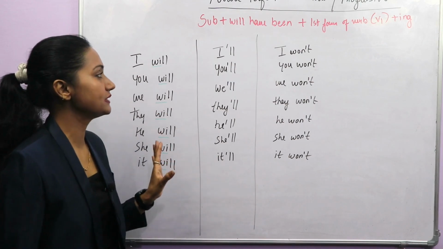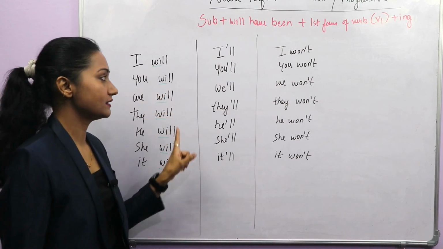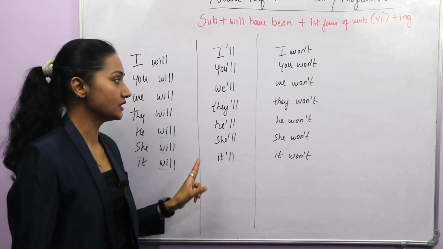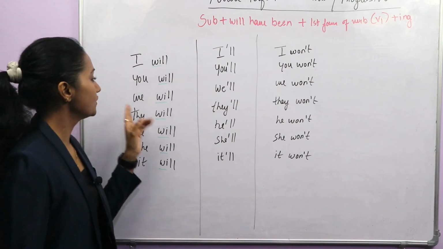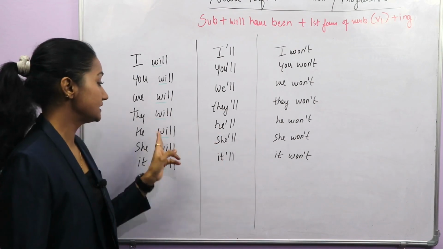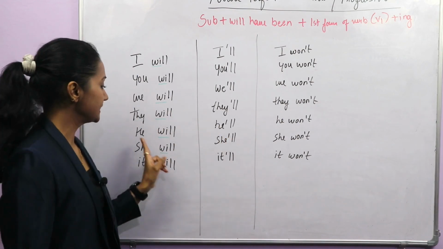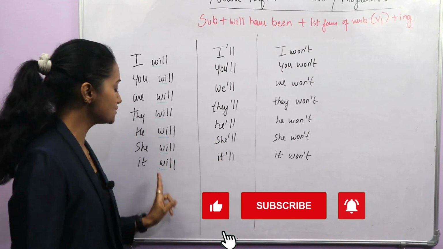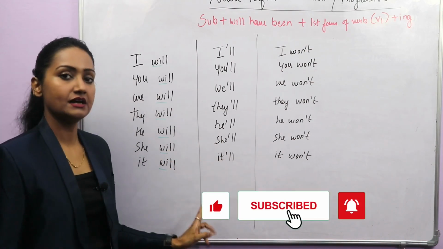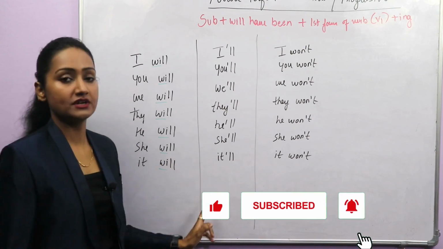So pronunciation will be like I will, I'll. You will, you'll. Okay, I will do that, I'll do that, don't worry. We will, we'll do that. They will, they'll. He will, he'll. She will, she'll. It will, it'll. Okay, it will be done, it'll be done.